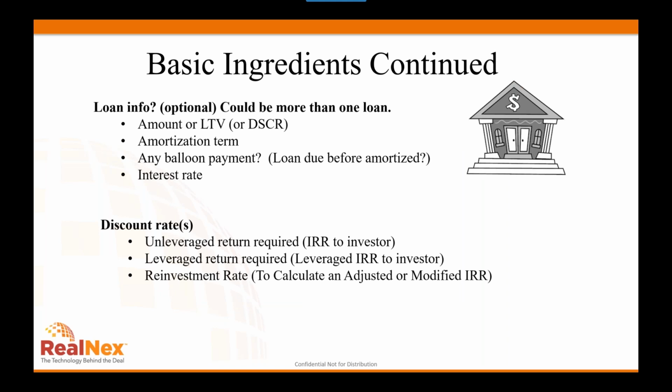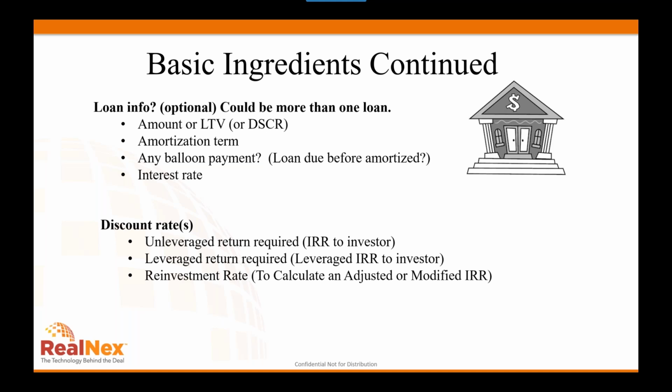Some things that may be optional are the loan information, and later on I'll mention tax information. We can either do our analysis assuming there's financing and see what our rate of return would be on a leveraged basis, or we can look at it without financing and see what our unlevered rate of return would be, or do it both ways.